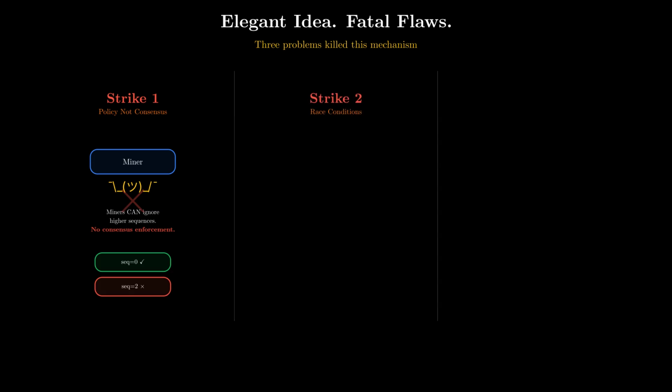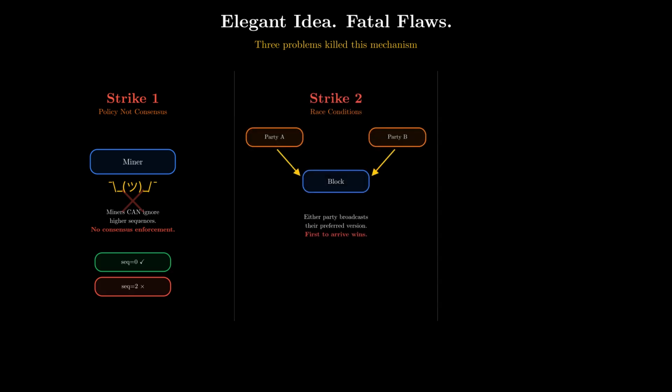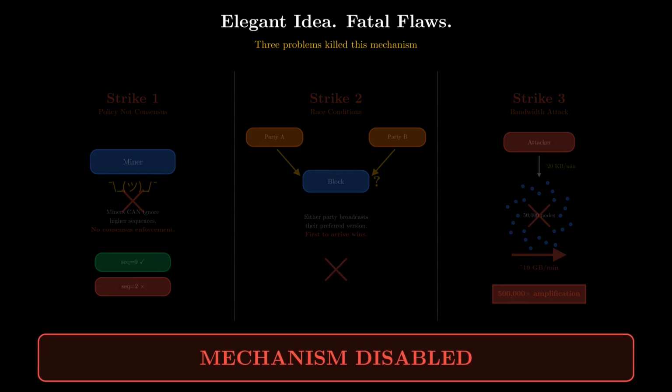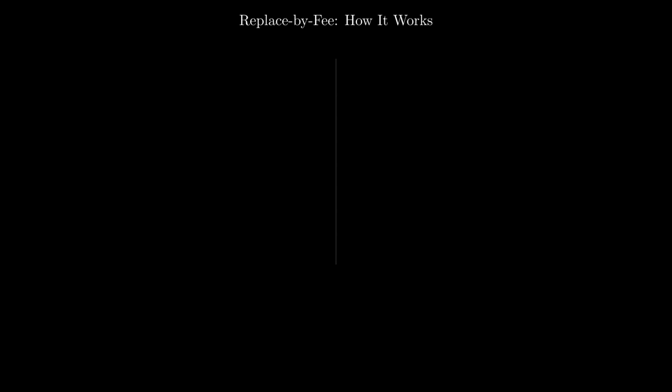Strike 2, race conditions. Either party could broadcast a version favoring them. Whichever transaction reached the miner first might win. Strike 3, bandwidth attack. An attacker sending 1,000 replacement transactions per minute, each 200 bytes, uses about 20 kilobytes of bandwidth. But those replacements propagate to roughly 50,000 nodes, costing the network about 10 gigabytes per minute. That's a 500,000 times amplification factor. The mechanism was disabled entirely. For years, the sequence field was effectively dead. Every wallet set it to the maximum value and moved on.